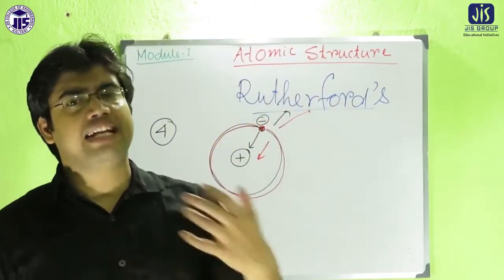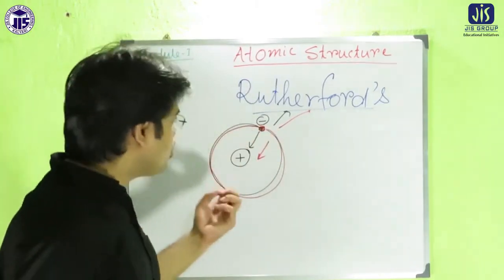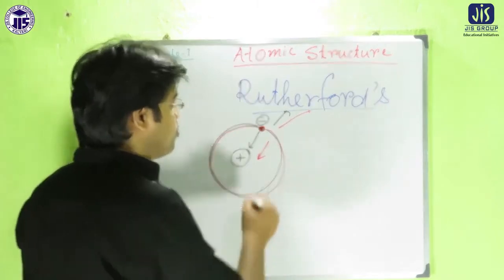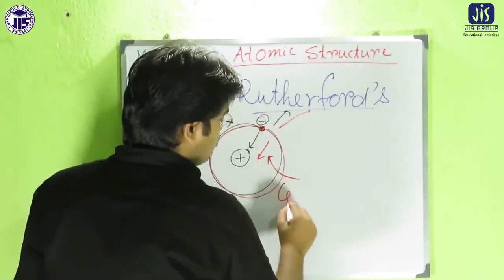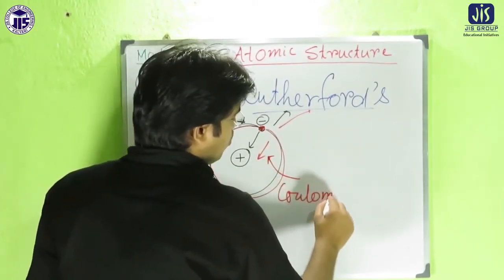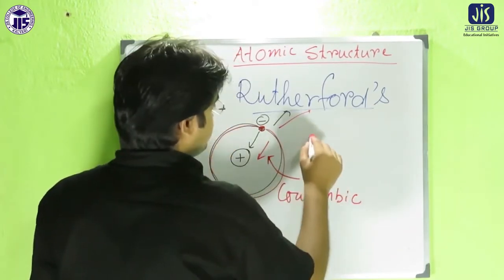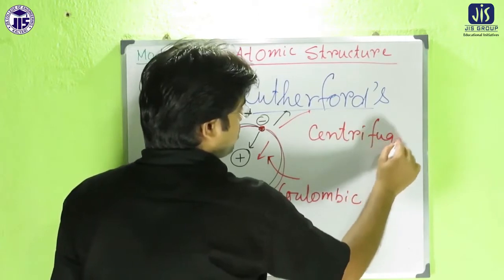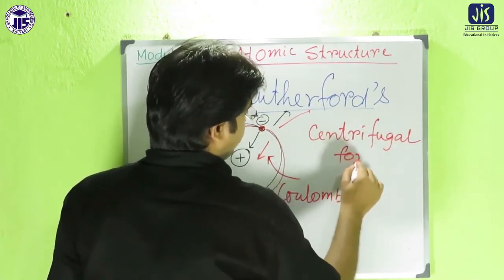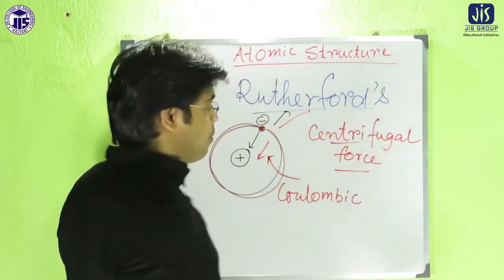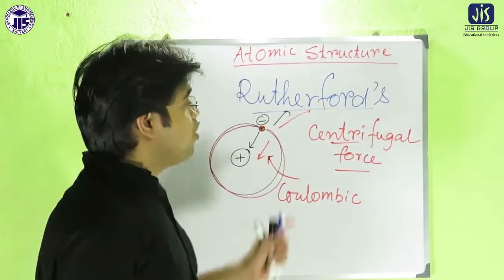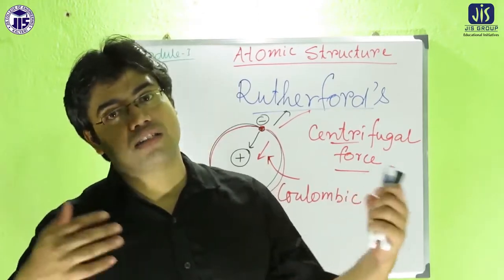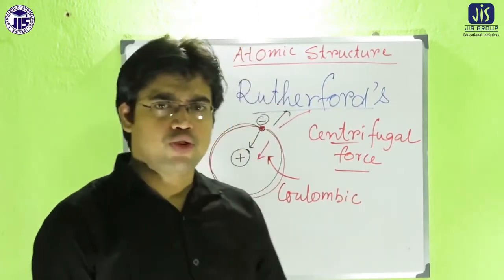Regarding the stability of the atom, Rutherford said that the inward Coulombic attraction force and the outward centrifugal force act in opposite directions, and that's why we get a stable atom. So these are all the postulates of Rutherford's model.